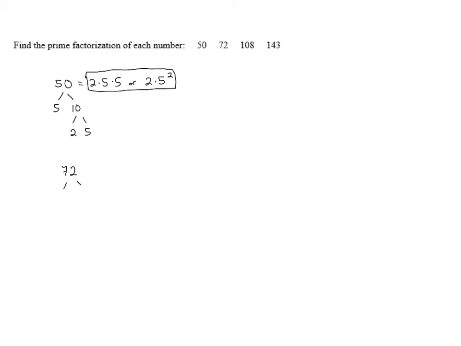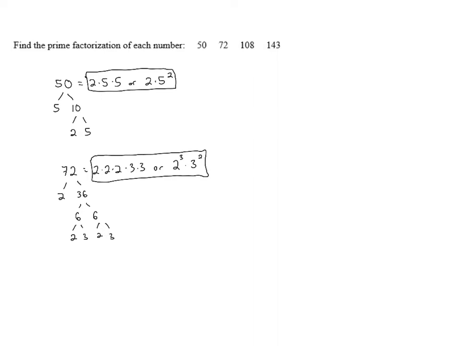72 has a lot of factors, but the first thing I notice is that it's even, so I'm going to factor out a 2. 72 is 2 times 36, and then we recognize 36 as 6 times 6. And then each of those 6's can be broken down into 2 and 3. So if we look, we have 3 factors of 2, 2 times 2 times 2, and 2 factors of 3, times 3 times 3. Or we can write that with exponents: 2 to the 3rd power, because there are 3 factors of 2, times 3 squared, because there's 2 factors of 3.